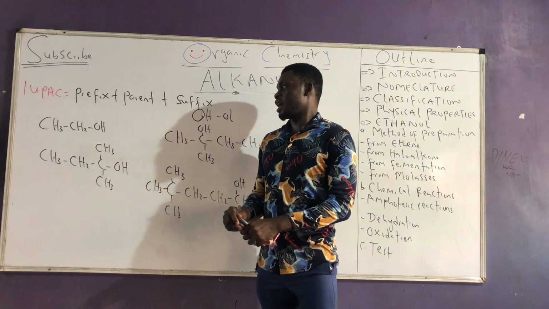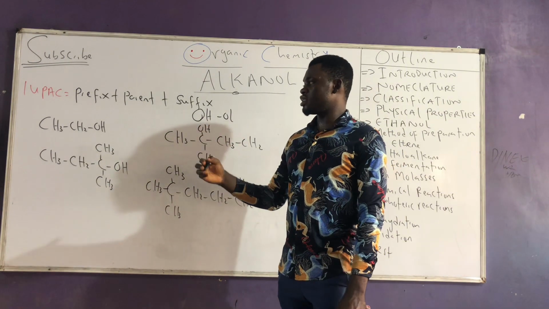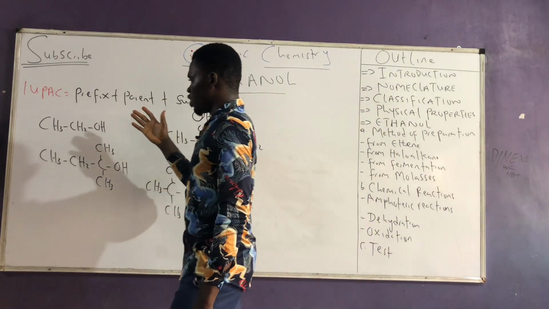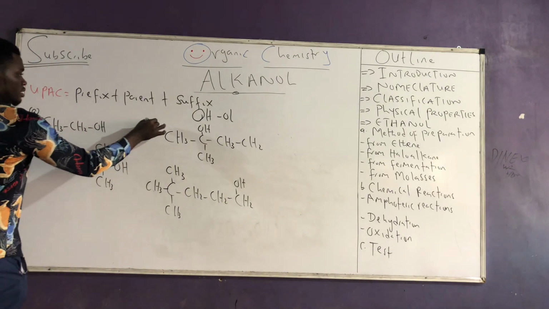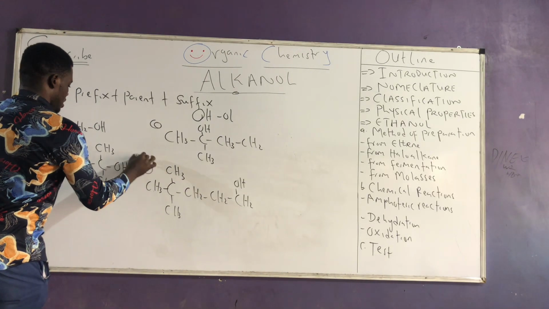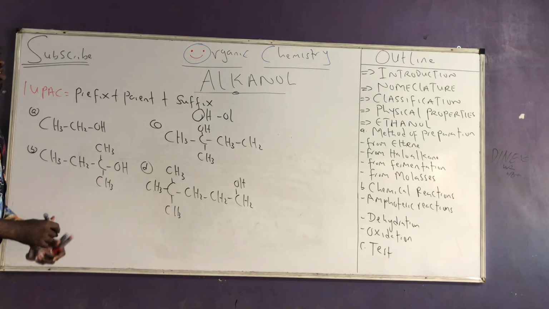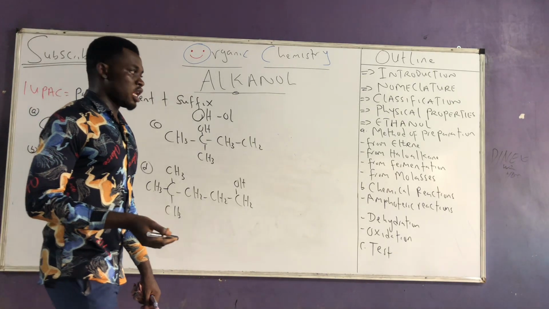So let's use these as an example. What is the nomenclature of the following compounds? We have A, this is B, C, this is D. Let's name this organic compound. Let's name this alkanol. How do we name the alkanols?